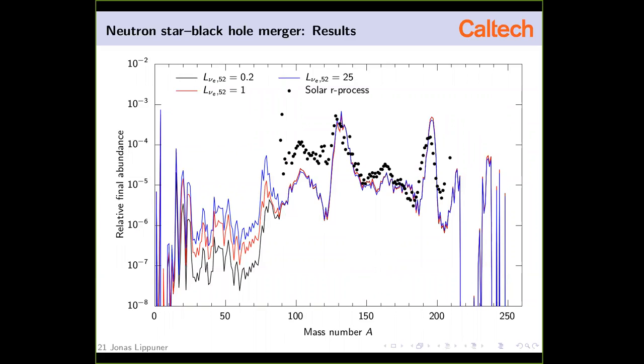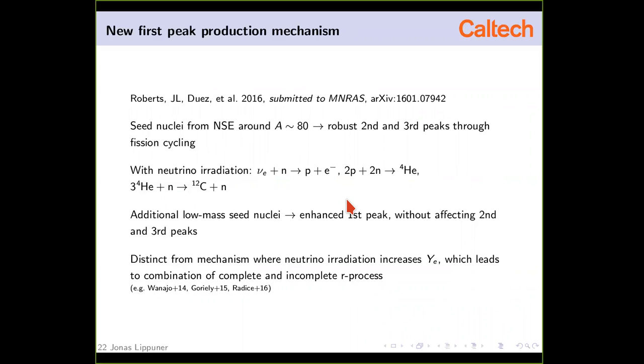But what happens here is, when you look at the original distribution of the material, most of the seed nuclei are clustered around a mass of 80 or so. That's already past the first peak. These seed nuclei will capture neutrons and then robustly produce the second and third peaks through fission cycling. But additionally, if we have neutrino radiation, as it gets stronger, we can convert some of the neutrons in the initial composition into protons, and then two protons and two neutrons can quickly come together and form helium-4. There's a neutron-catalyzed triple alpha process that quickly converts these alpha particles into carbon-12, and these are additional low-mass seed nuclei. These carbon-12 nuclei will capture more neutrons, and they will then make the first peak.